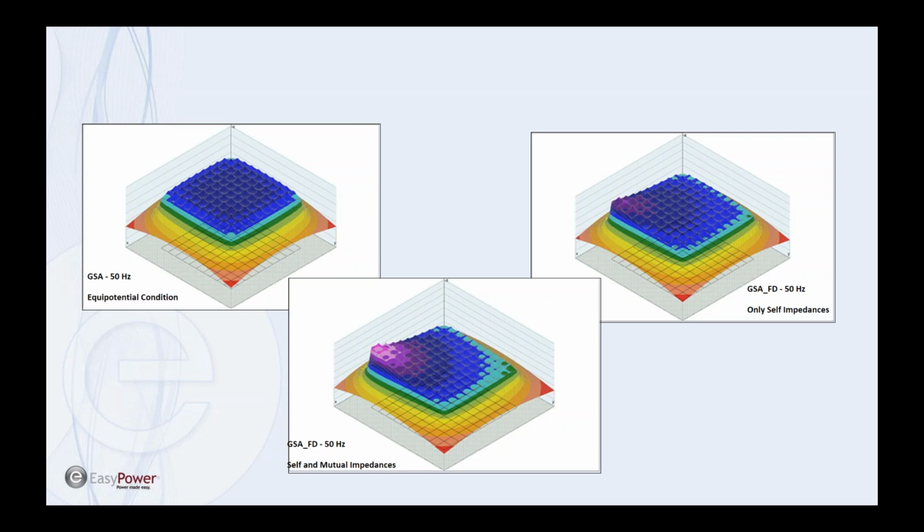And then finally, the bottom shows where you've included both self and mutual impedances. You can see that this does have an effect, and in this case you've actually underestimated the GPR when you haven't considered self and mutual impedances. So they're important to include.